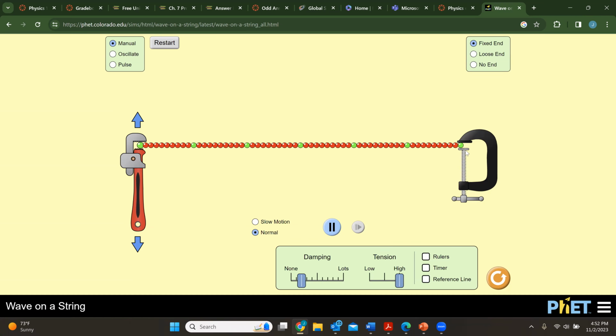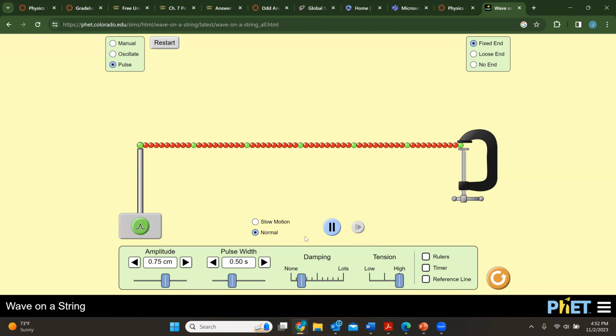So you can think of this again as the fixed end on a guitar string or fixed end on a piano string, violin string, whatever you want, some sort of stringed instrument, and we can produce a little pulse. So I produce this pulse here. The pulse travels and then it undergoes an inversion and it reflects back.